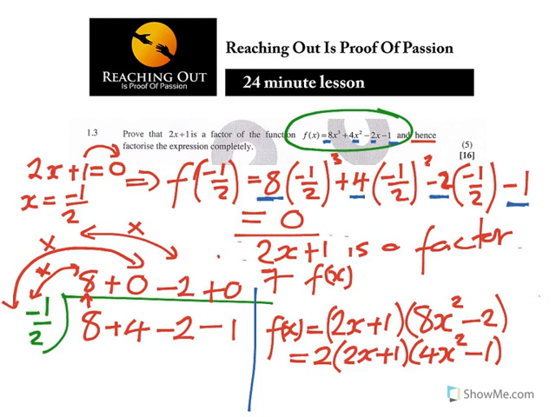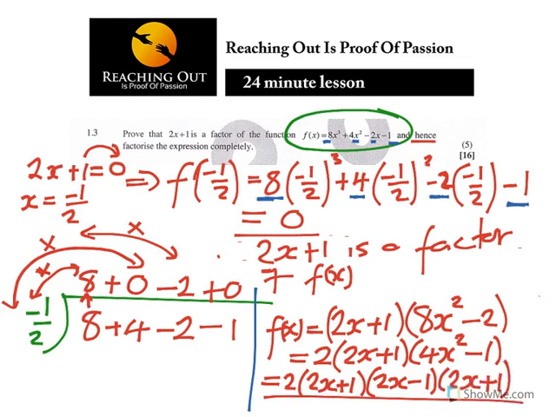Now 4x squared minus 1 is a difference of two squares. It will become 2x minus 1 and 2x plus 1. That is the version that they would have wanted you to factorize in that.